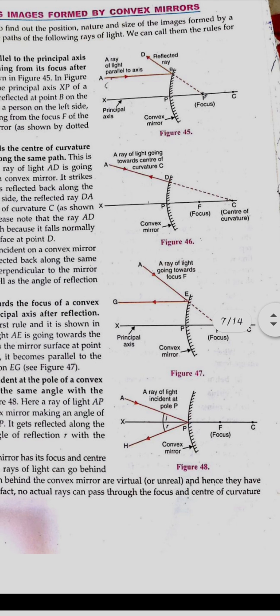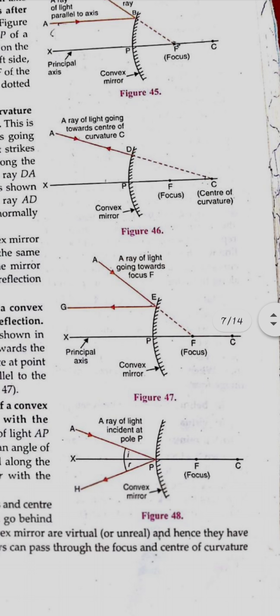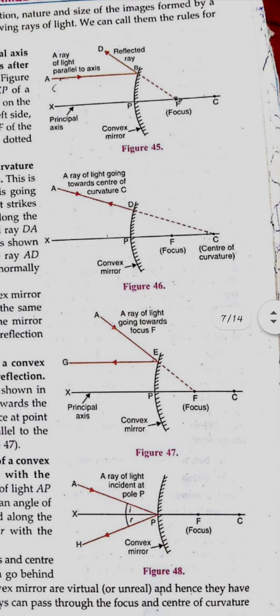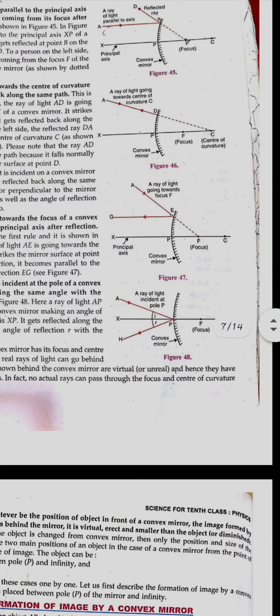And second, as we have read in the concave mirror also, whenever light passes through the center of curvature, it reflects back along the same path. Similarly, we have seen the first law, that whenever light is parallel to the principal axis, the reflected light passes through the focus. The reverse also holds: if the light ray is directed through the focus, after reflection it becomes parallel to the principal axis.